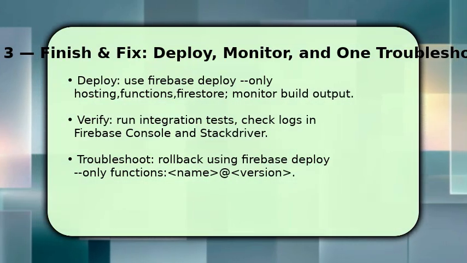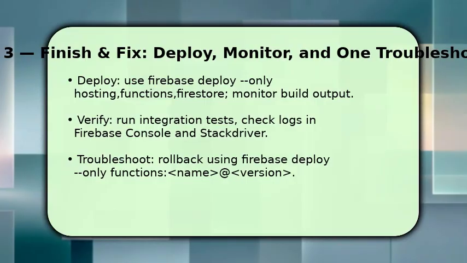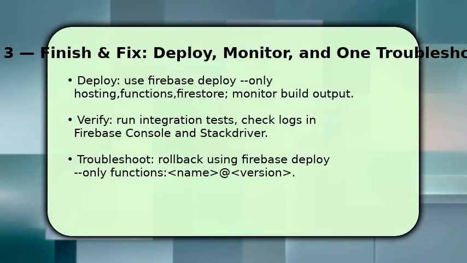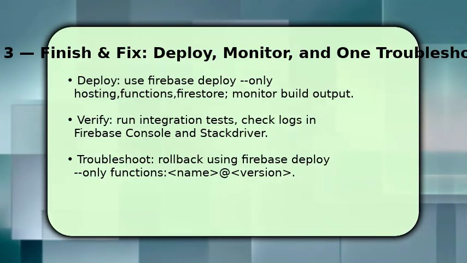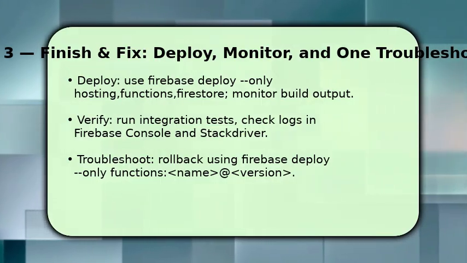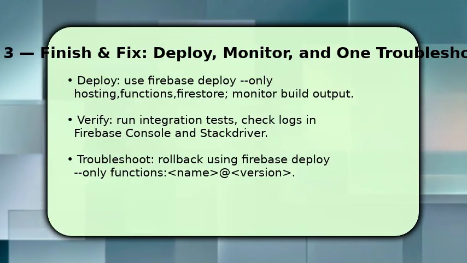You finish by deploying progressively. Push to staging first and monitor build output for warnings. Once stage tests pass, deploy hosting, functions, and Firestore to production with Firebase. Deploy only hosting, functions, Firestore.